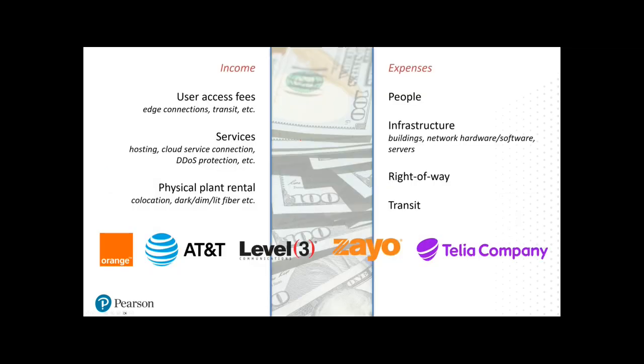All right. All of these types of systems are used by transit providers. So let's talk a little bit about the income and expenses for transit providers, just so we have a sense of what their financial picture might look like. So obviously, their income is going to include user access fees, services. Services are the biggest and growing piece of transit providers.